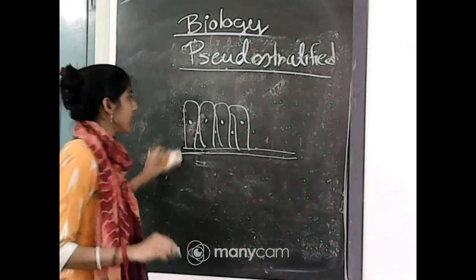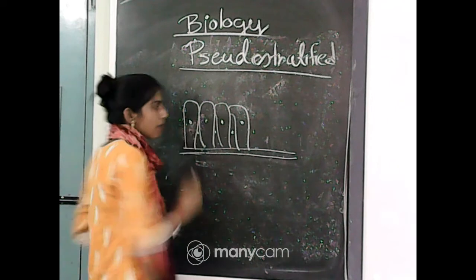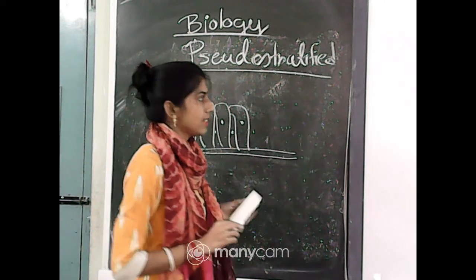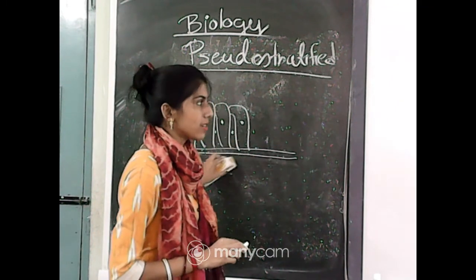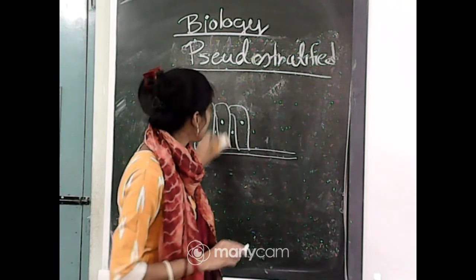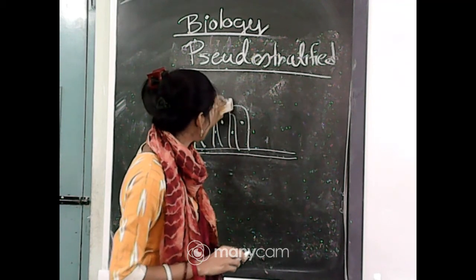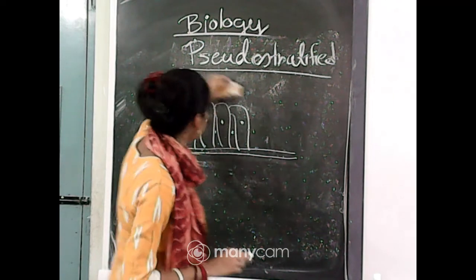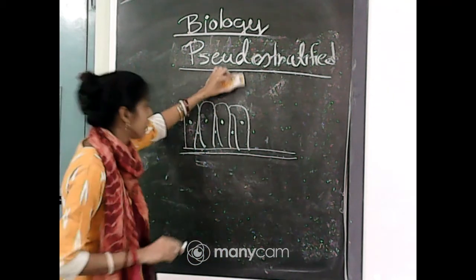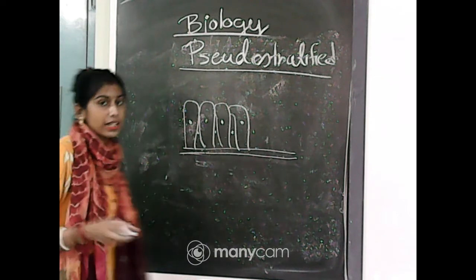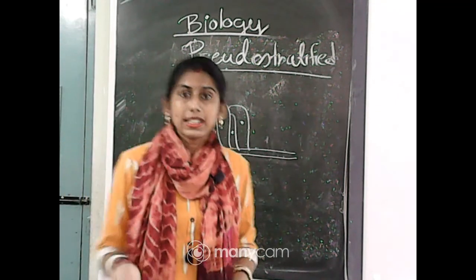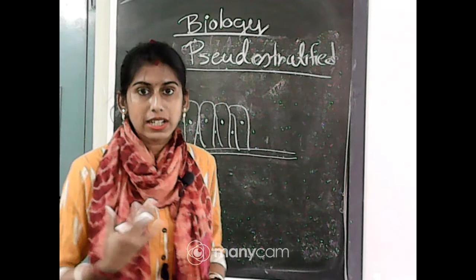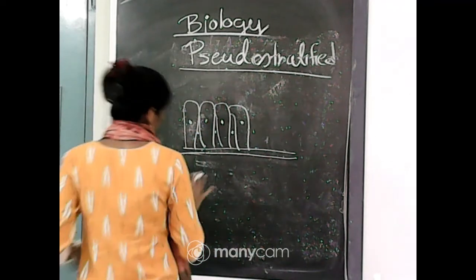Some of the cells are smaller in size and some are larger, and all the cells are attached to the basement membrane, but the smaller cells are not able to reach the free surface. That's why it looks two-layered or multi-layered, bilayer or multilayer. That's why it is called pseudostratified.